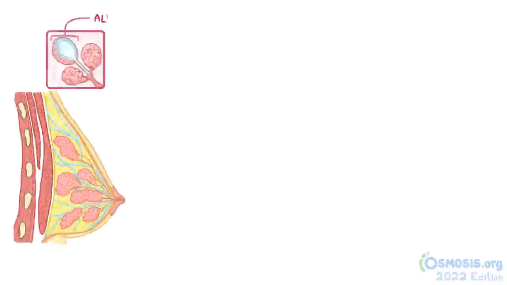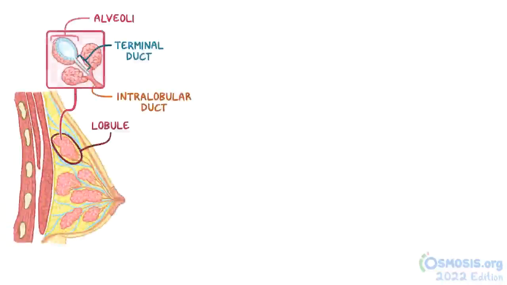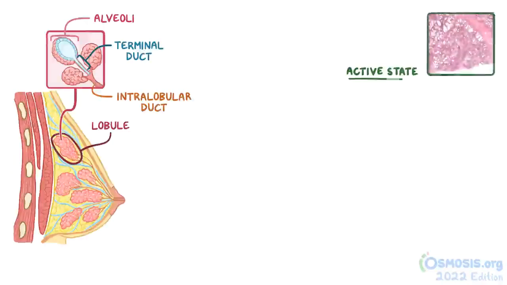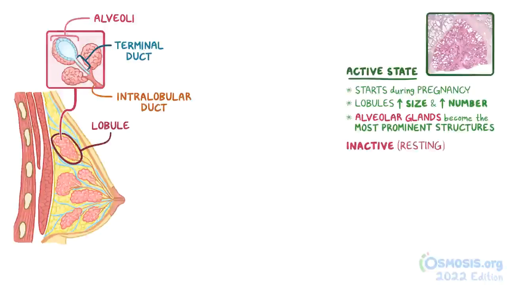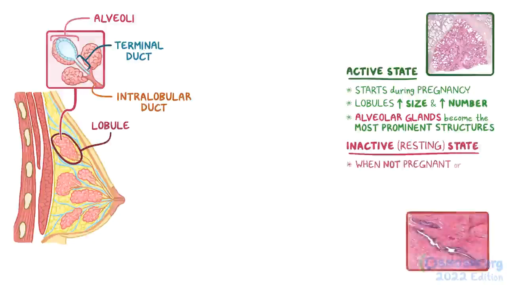Alright, as a quick recap, the mammary glands consist of alveolar glands that are organized into lobules, along with the terminal and intralobular ducts that drain the alveoli. The active state starts during pregnancy when the lobules increase in both size and total number, and the alveolar glands become the most prominent structures in the breast. The inactive, or resting state, is when an adult female is not pregnant or breastfeeding. In this state, the ducts are smaller and the secretory alveoli are undeveloped.